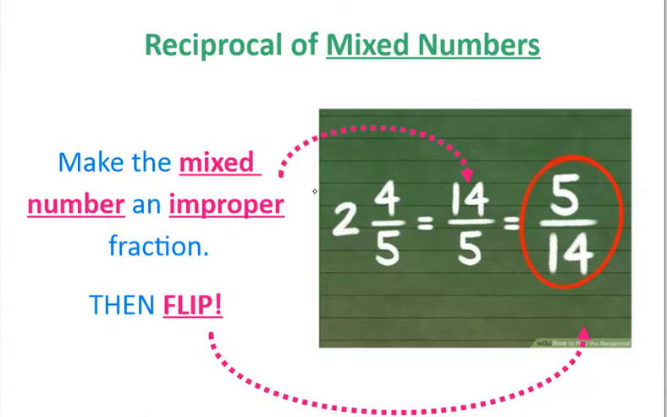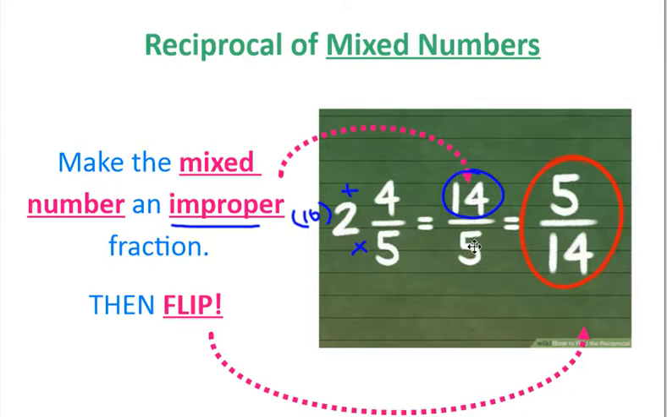Actually, before we practice those, let's talk about mixed numbers. When you have a mixed number, you're going to make it improper first. So you're first going to make it improper and then you're going to flip it. Here we have 2 4/5. So you're going to make it improper: 5 times 2, which is 10, plus 4, which is 14 over 5.